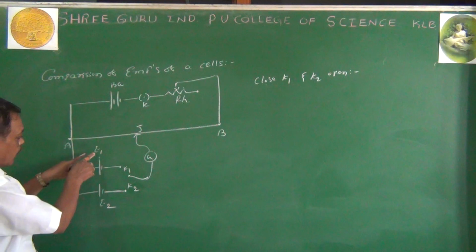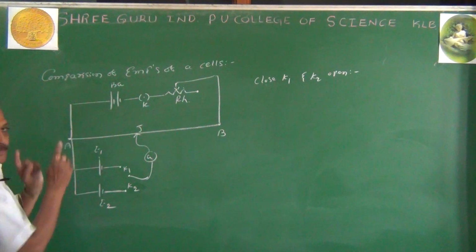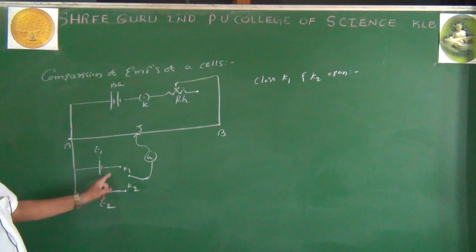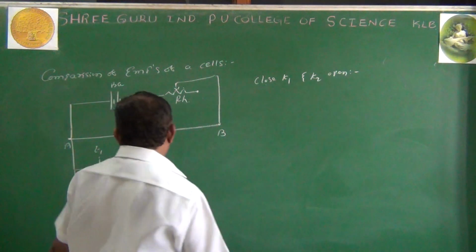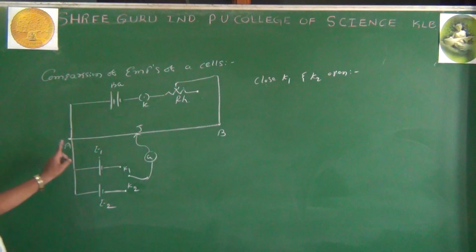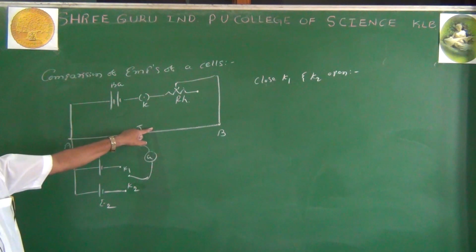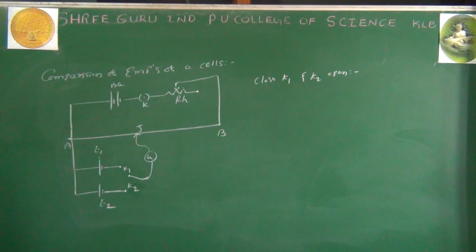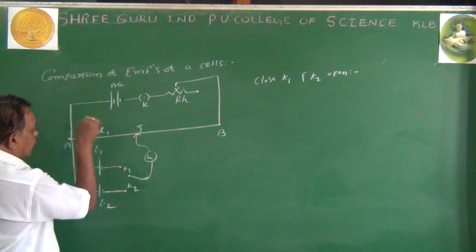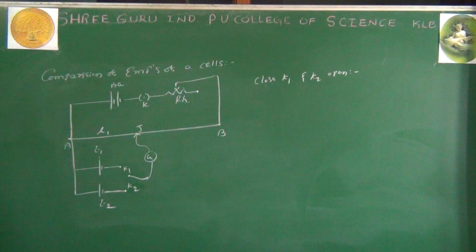Then we are measuring the EMF of E1. So when K1 is closed and K2 is open, I slide the jockey from the end A on the wire, how long? Till we get zero deflection, the null point. Then that gives the length L1. Are you getting the point?